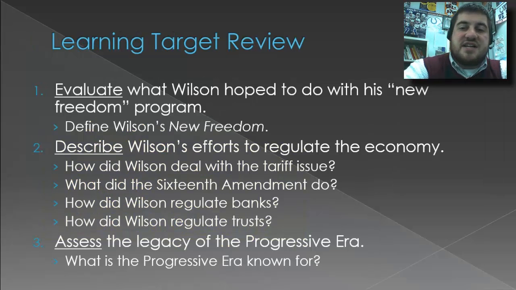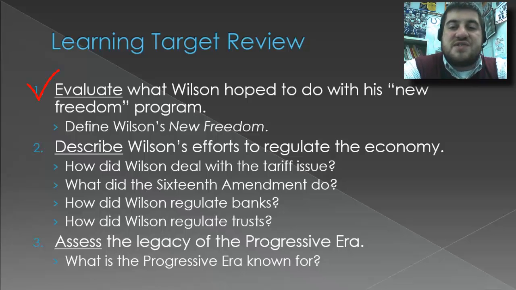So let's review our learning targets. We evaluated what Wilson hoped to do with his New Freedom program and what it did. It attacked that triple wall of privilege. We talked about Wilson's effort to regulate the banks, the trusts, and the tariffs. And we talked about what the progressive era is known for. And that is actually the end of Chapter 8.